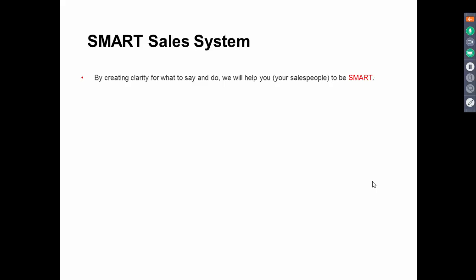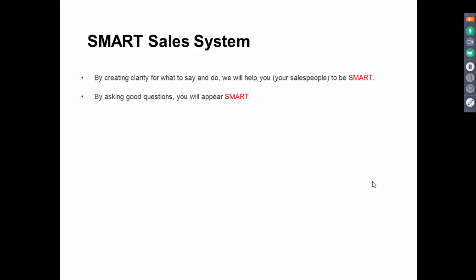Our real mission is that through the SMART sales system, by helping you create clarity for what to say and do, we help you or your salespeople to be smart. Because you're going to know what to say, you're going to be smart. At the most basic level, if I throw you into a situation where you have no idea what's going on, you're not going to be smart. We're going to make you smart.